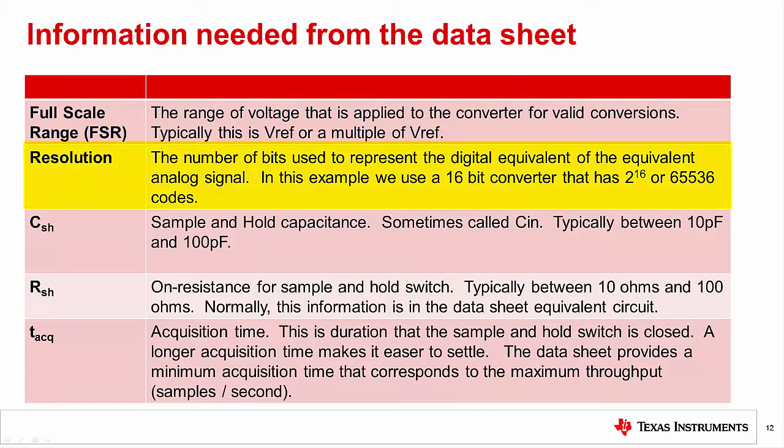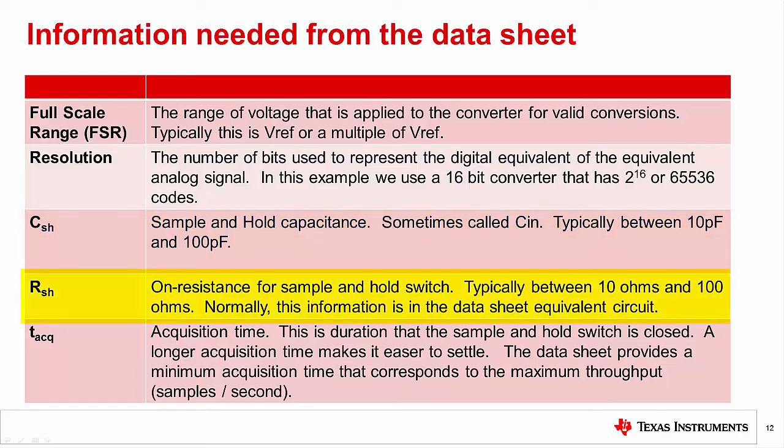Resolution is the number of bits used to represent the digital equivalent of the analog signal. In this example, we use a 16-bit converter that has 2 to the 16th, or 65,536 codes. CSH is the sample and hold capacitance, sometimes called CN. Typically, this is between 10 picofarads and 100 picofarads.